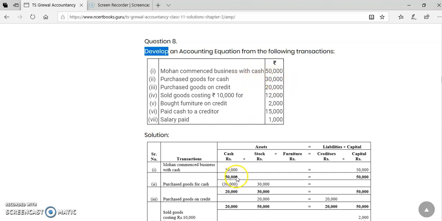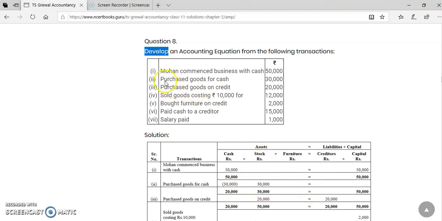How much cash were you carrying after the first transaction? 50,000. But 30,000 is going out of the business. Now how much cash is remaining in the business? 50,000 minus 30,000 comes to 20,000. So you have to develop the second transaction on the basis of the first. 30,000 you have to deduct. So now how much cash are you carrying? 20,000 plus stock with you 30,000 equal to.